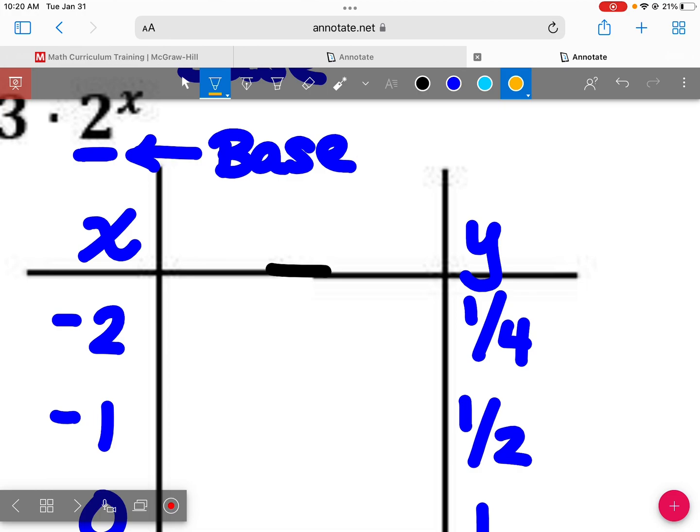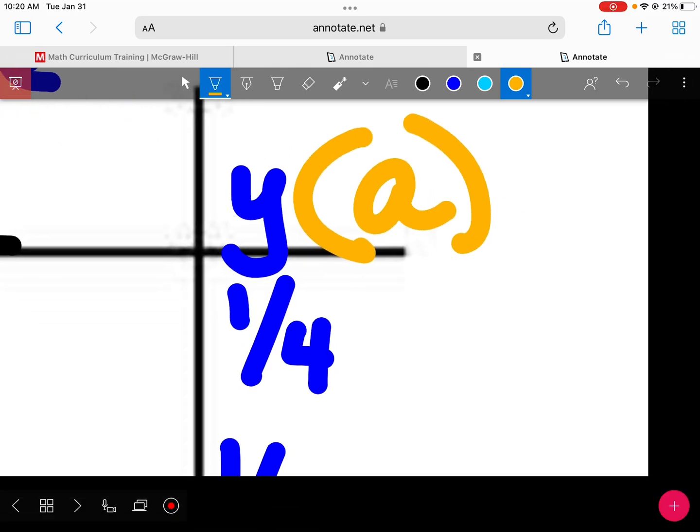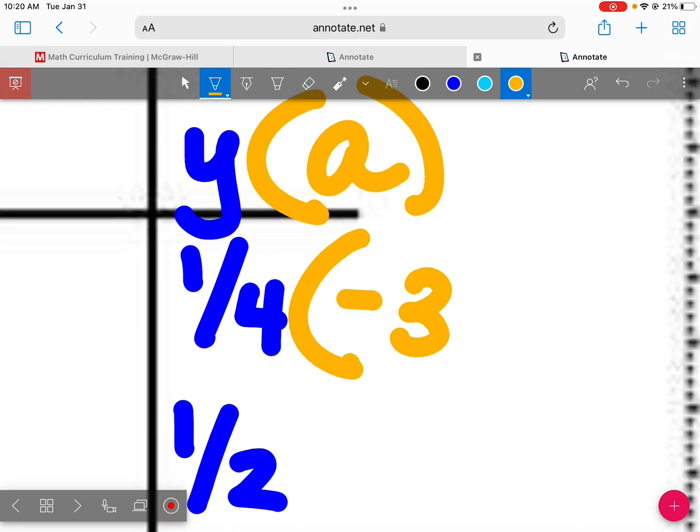How do I deal with that A value and my table? Multiply it. Do I multiply the x's or the y's? Multiply the y's. We multiply this by our A value, so I'm going to multiply all of these by -3.